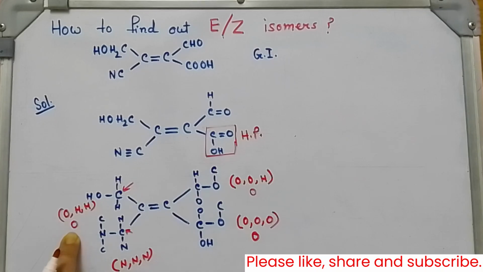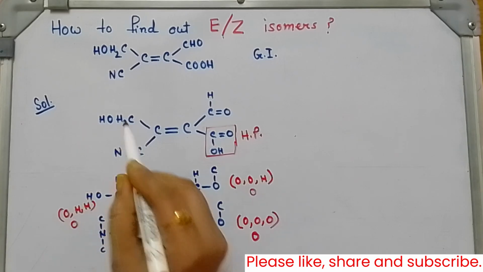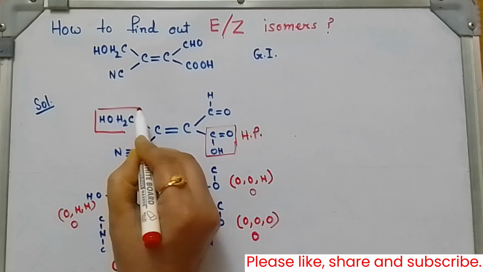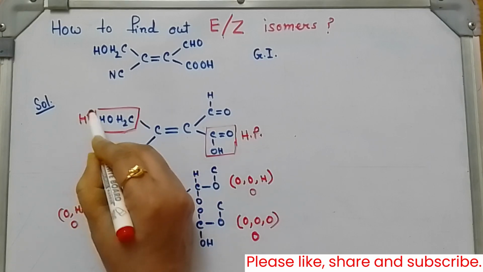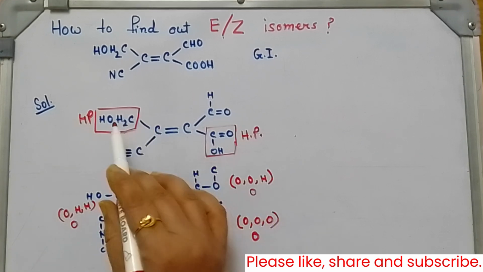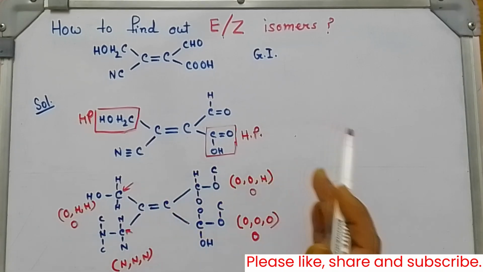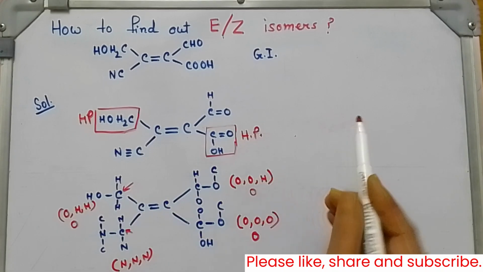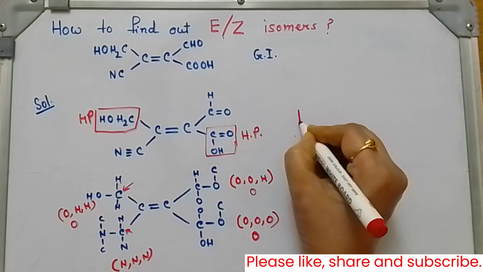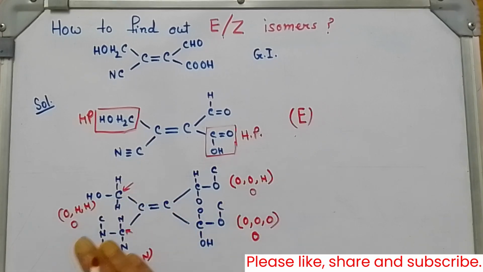So oxygen is having higher atomic number than nitrogen. Therefore, this group is having higher priority. So this is higher priority group compared to CN. So 2 higher priority groups are on opposite side of this double bond. If 2 higher priority groups are on opposite side, then it is which isomer? E isomer. If they are on the same side, then that is Z isomer.